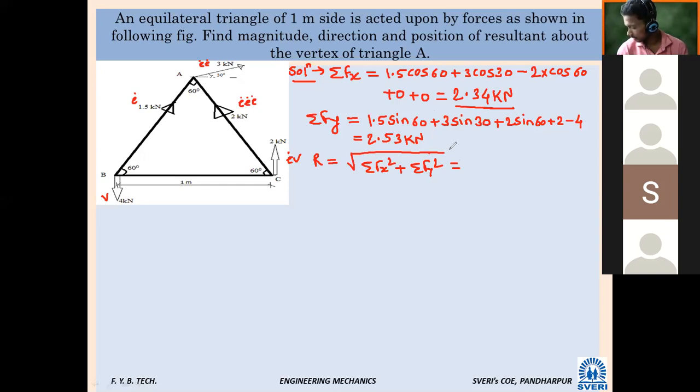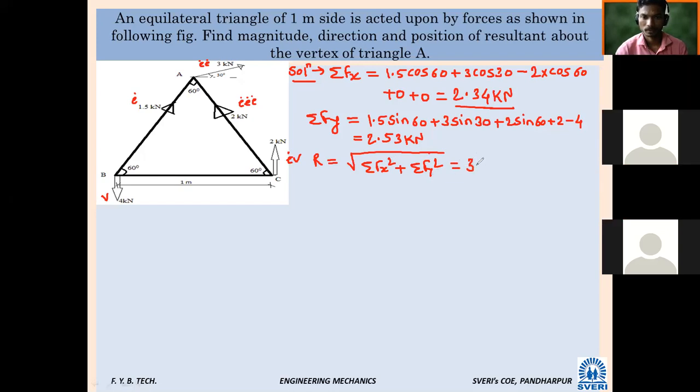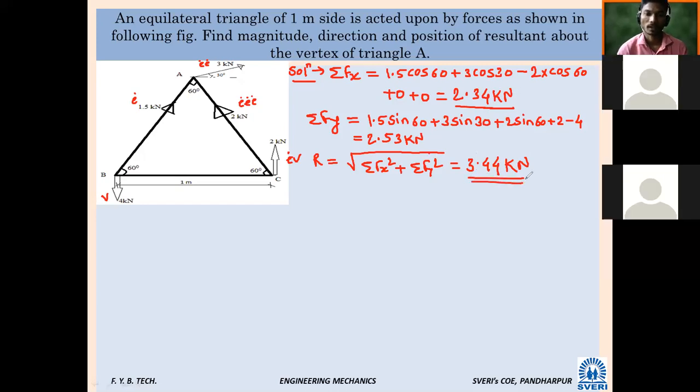3.44. Another answer. Somebody else again. Rule number 35, you are not telling the answer. 3.44. Very good. 3.44 kilonewton is the correct answer. Now theta.